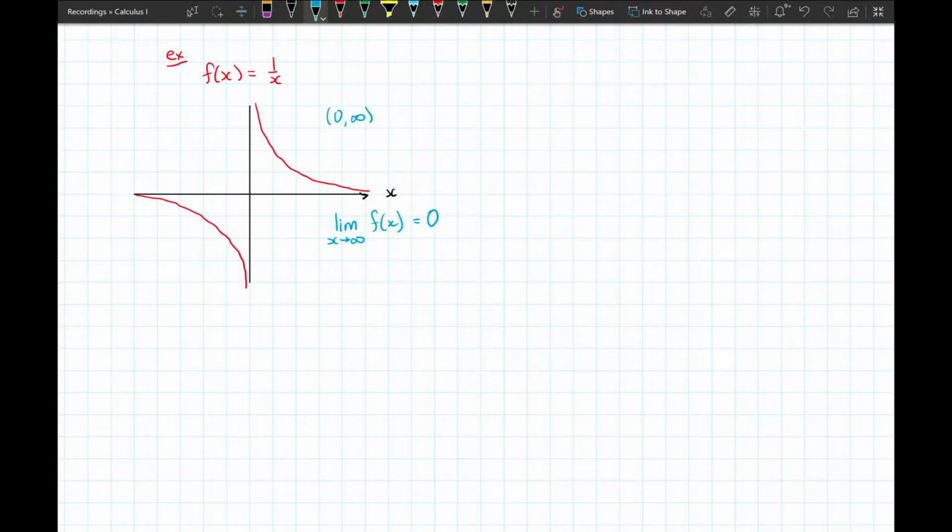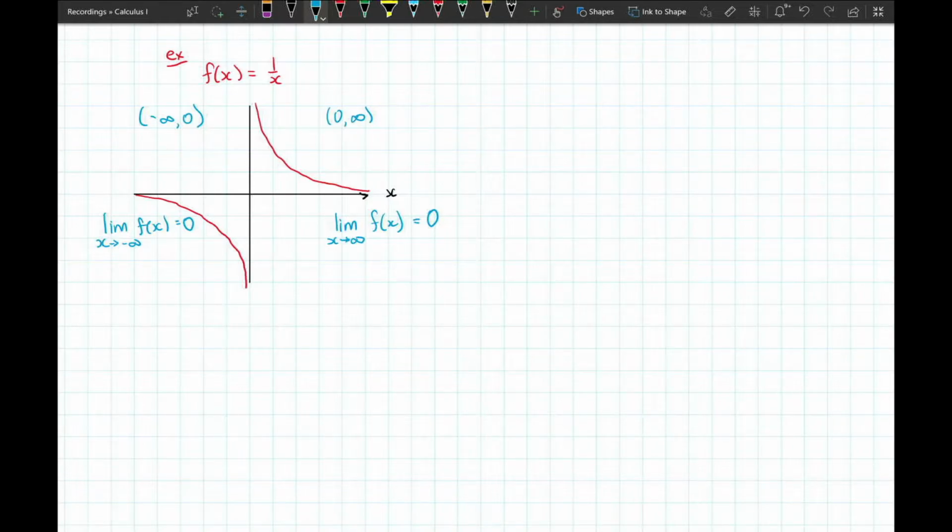Now similarly, the domain of f also includes all numbers from negative infinity up to 0. And so it would make sense to then also look at the limit as x goes to negative infinity. And as x gets larger and larger in the negative direction, 1 divided by a very large negative number will be a very small negative number. And it continues to get smaller as we go further to the left. And so we would say this can be made as close to 0 as we wish by choosing a sufficiently large negative number.